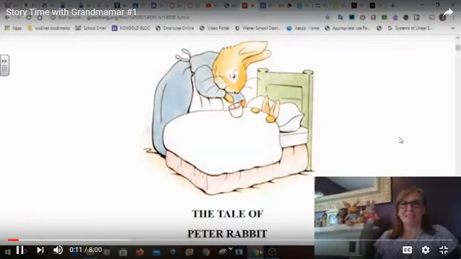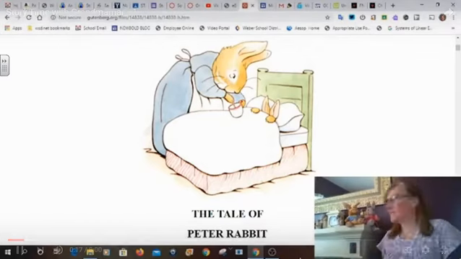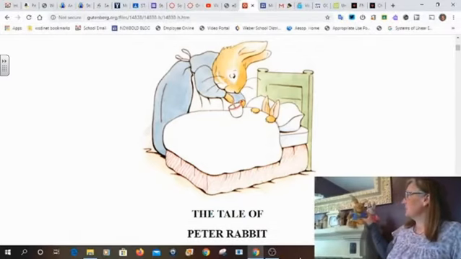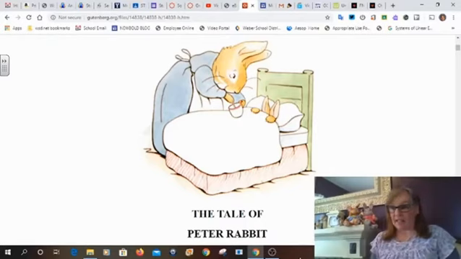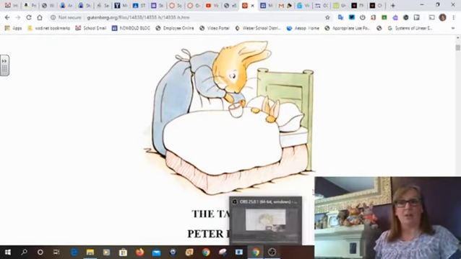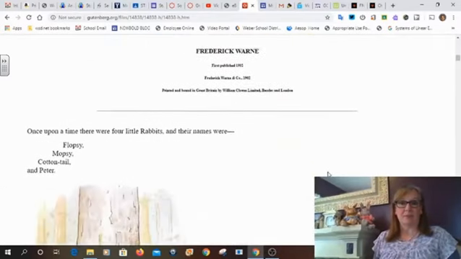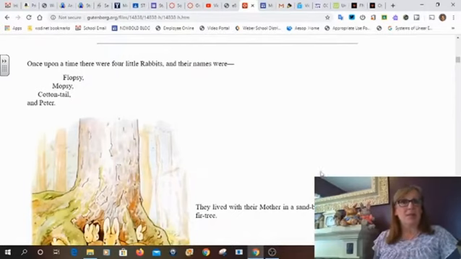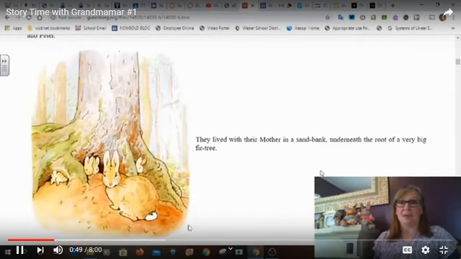Hello everyone. This is story time with Grandmama. Gather round, children. Here I want to introduce you to two people. This is Peter Rabbit and his friend Lily. And today I'm going to tell you the tale of Peter Rabbit, by Potter. Once upon a time, there were 4 little rabbits, and their names were Flopsy, Mopsy, Cottontail, and Peter. They lived with their mother in a sandbank underneath the root of a very big fir tree.